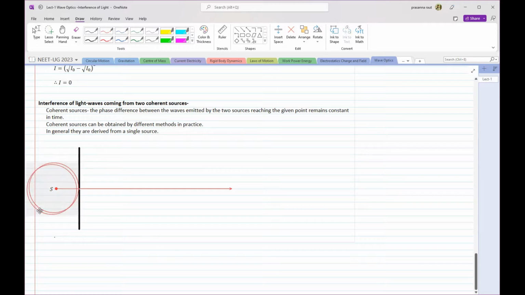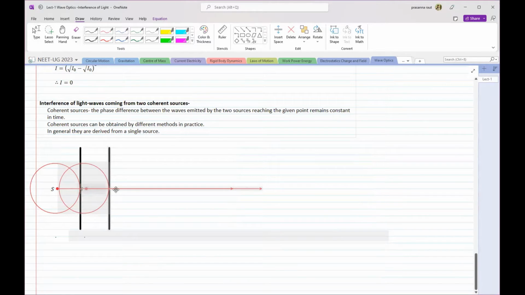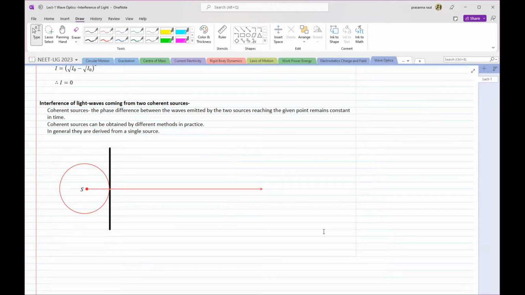See, if you take a point source like this, the way I've drawn it right now, it's just a point in space. Now, this source will emit. This was Huygens, the original wave theory of light. He told us that if you have a point source of light, it will emit light waves in all possible directions.